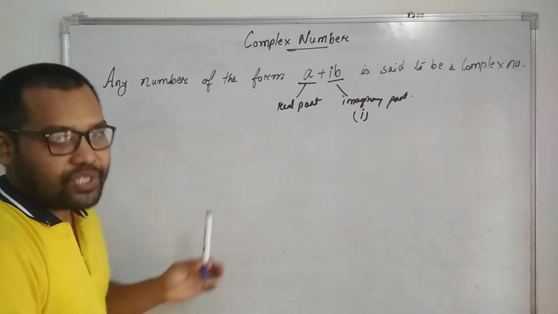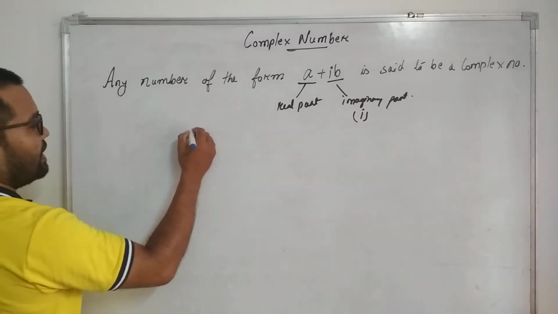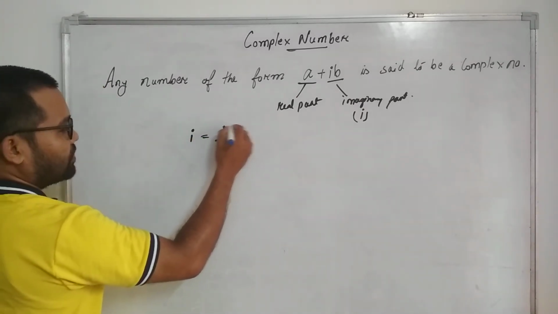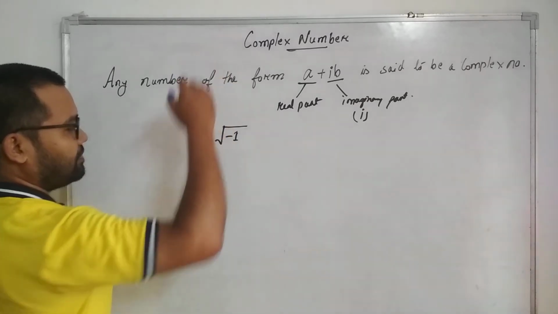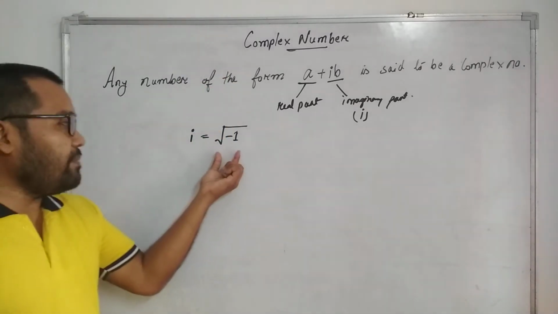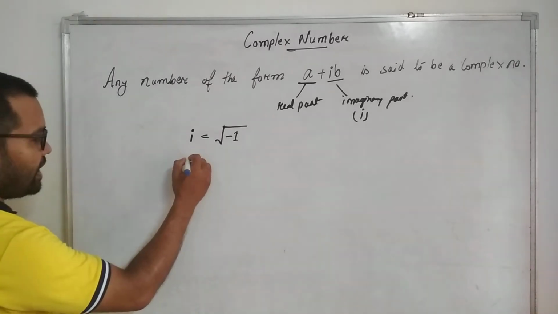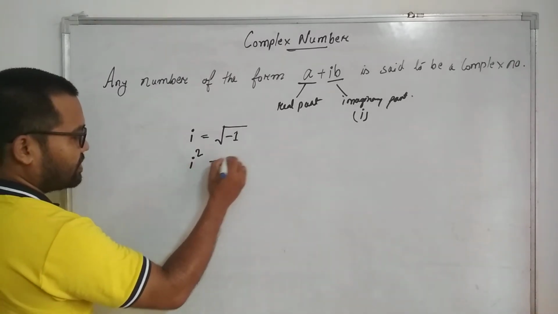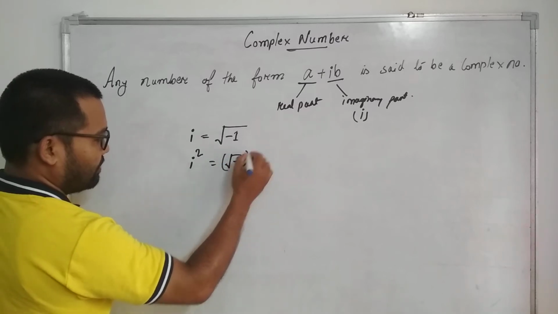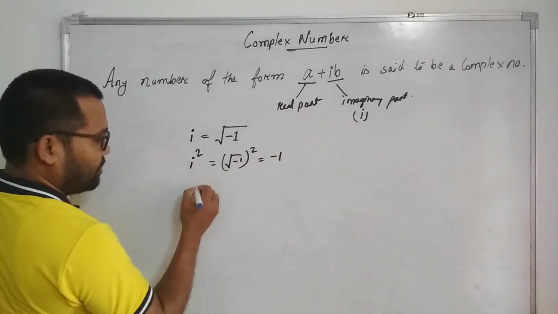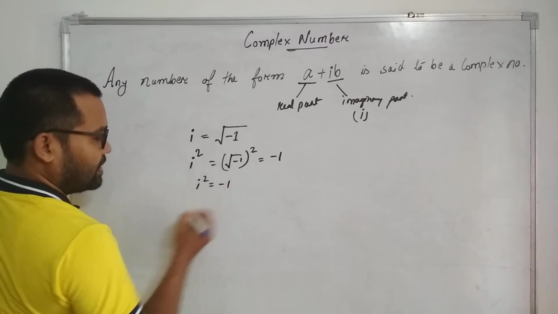Now, what does i stand for? What's the value of i? i is nothing but root over minus 1. Root over minus 1 is said to be the value of i. Now, if I square it, squaring both sides, what will I get? i square equals minus 1. That means i square equals minus 1.